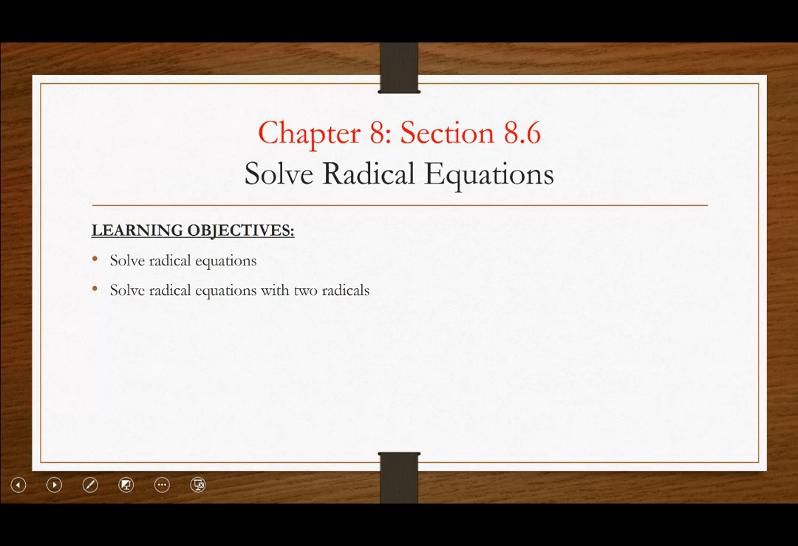Today we're going to be talking about solving radical equations. And there's two versions of this problem, one where we only have to deal with a single radical expression, and those in which we have to have two radicals in the expression. So let's get started.